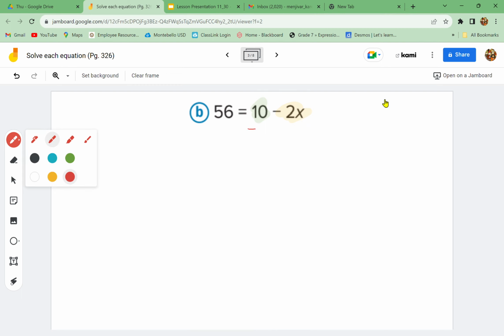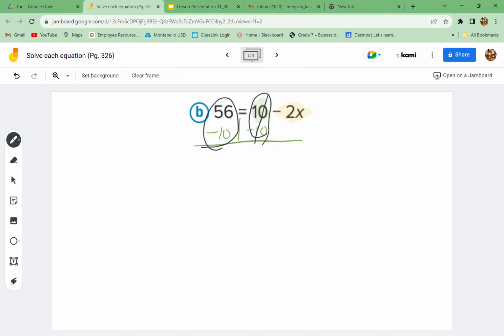Let me use a different color here. Hold on, let me erase that. You want to subtract the 10, and if you do it to one side, you do it to the other. So you subtract the 10 here. Again, you want to use the equality properties. Then here we get a giant 0. This goes away, and then we combine these terms together. 56 minus 10 will give you 46.